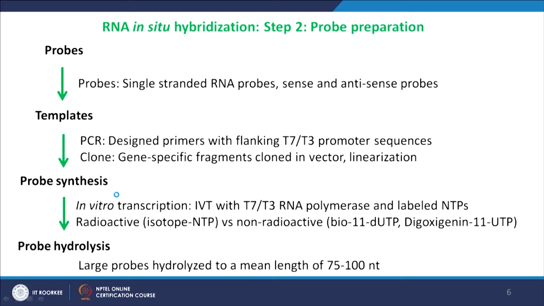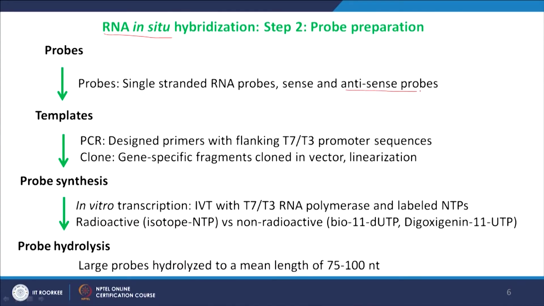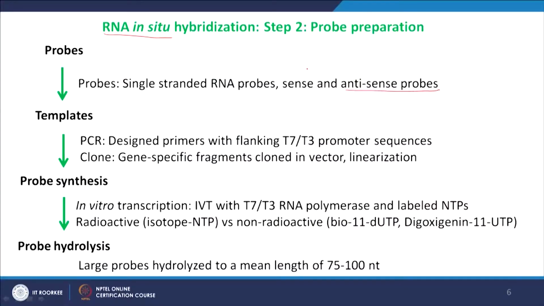Then another important thing is that you have to generate the RNA probe. As you can see, this is RNA in situ hybridization, which means that you are detecting messenger RNA for a particular gene and using RNA as a probe. To make the probe, you will have to make antisense RNA, because this antisense RNA will hybridize with the sense RNA. But as a control, you will also make a sense probe to check the background signal.